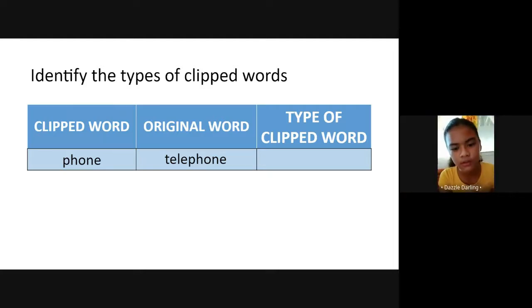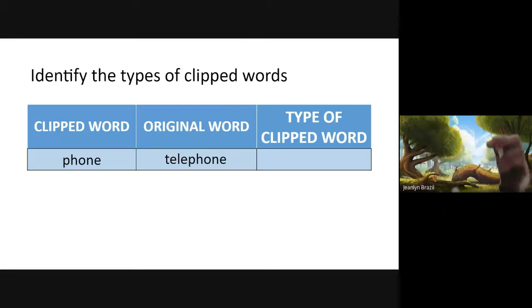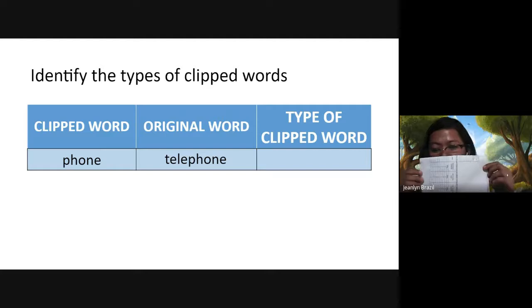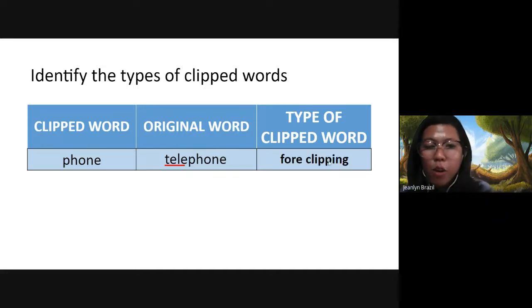For clipping. Let's see. Sa sunod, kaya nyo bang iganito? Gawin natin na ganyan. Ilagay yung answer. Kaya ba? Siguro next time. Next time that we discuss the topic, you can just raise your paper. Okay? You can just put your answer so that I can really see if your answers are correct. Okay, for clipping, inalis yung tele, Precious is correct. And the type of clipping is fore clipping because we remove the beginning part of the syllable or of the word.